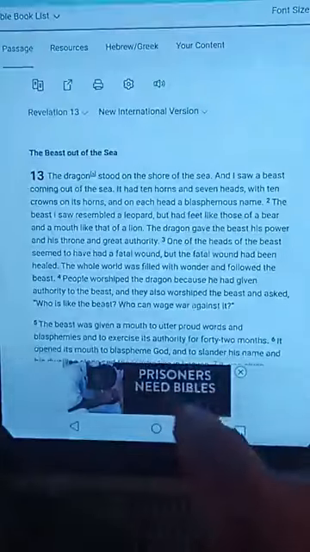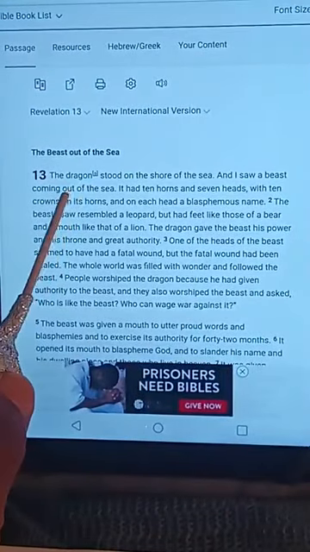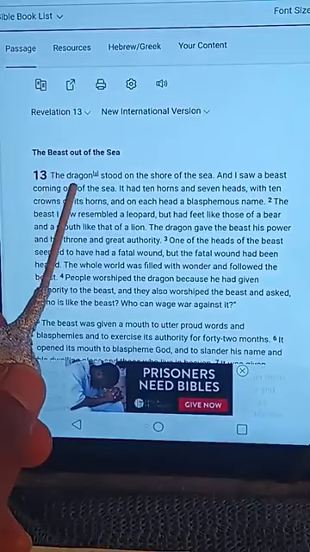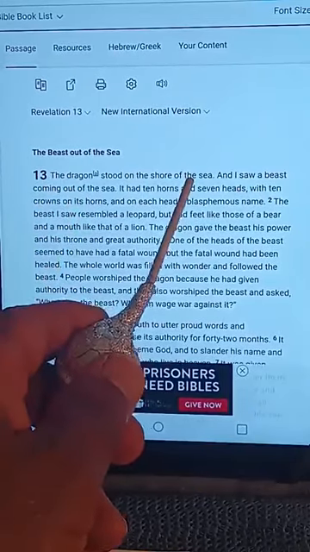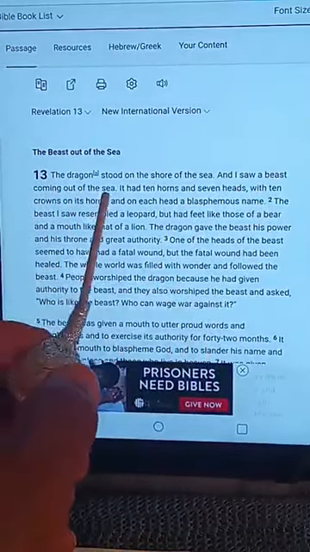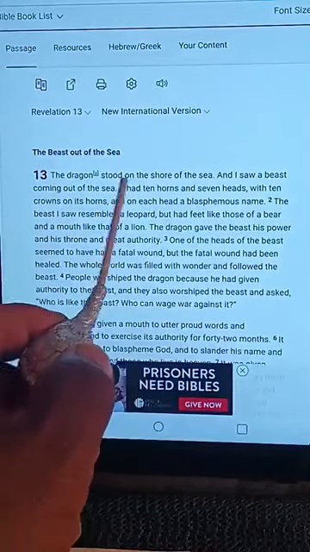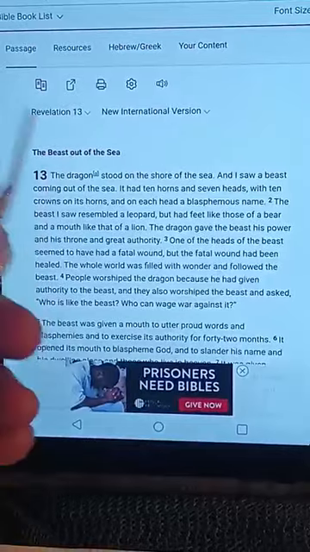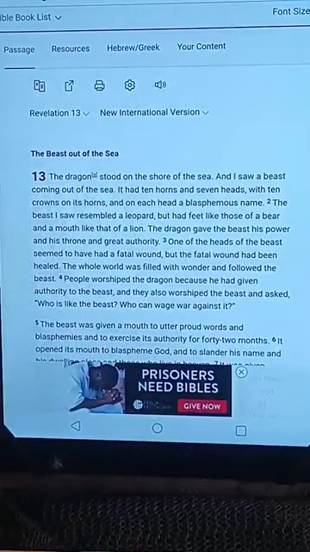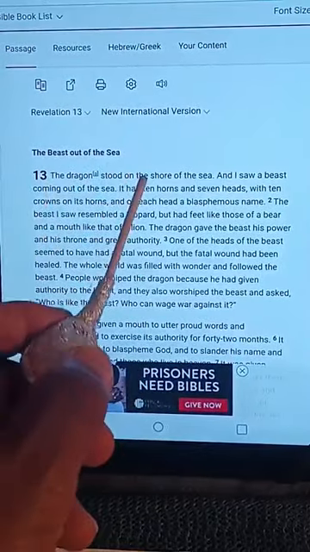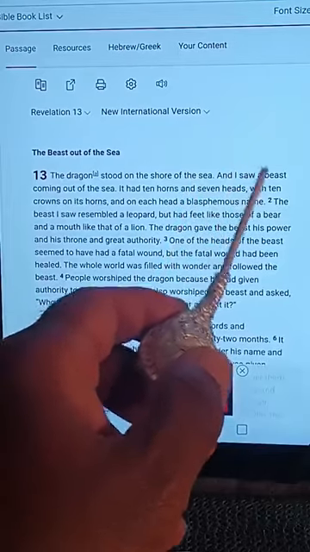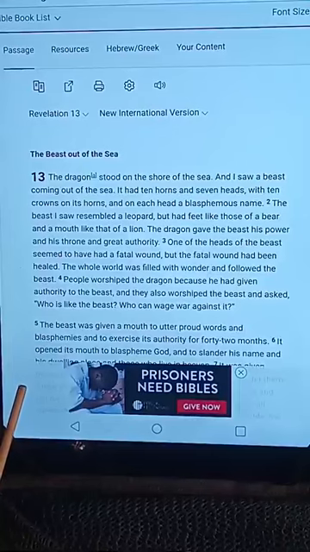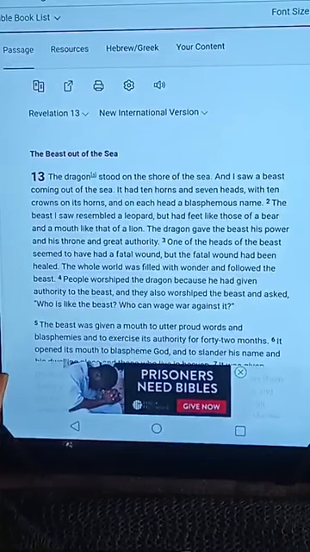New King James Bible, because this Bible is lying right here. It says the dragon stood on the shore of the sea. It's supposed to say, I, John, stood on the shore of the sea, and I saw a beast coming out of the sea. How does the dragon stand on the shore of the sea, and I saw the beast coming out of the sea? This Bible's stupid, the New International Version. It doesn't even make sense. The dragon stood on the shore of the sea, and I saw a beast coming out of the sea. The beast is the dragon. It's Satan's father. He's a lion dragon.